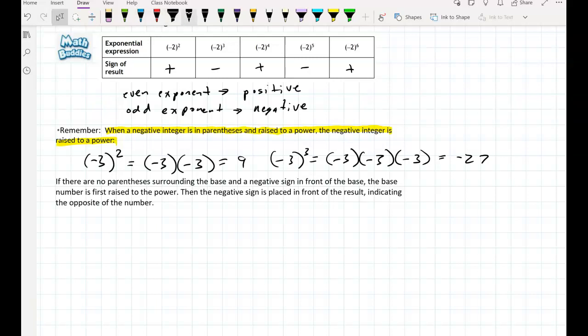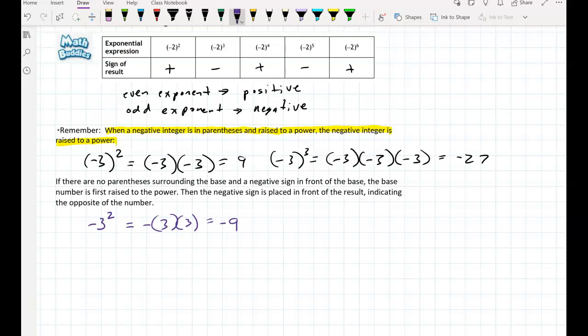When we do this, for example, what if I have something like that? Now, that isn't negative 3 to the power of 2. That's the opposite of 3 to the power of 2. And so what that means is that is the opposite of 3 times 3. And 3 times 3 is 9, but the opposite of 9 is negative 9.